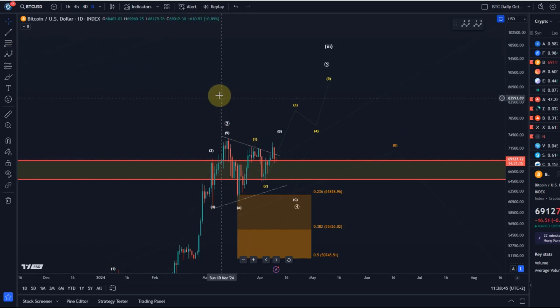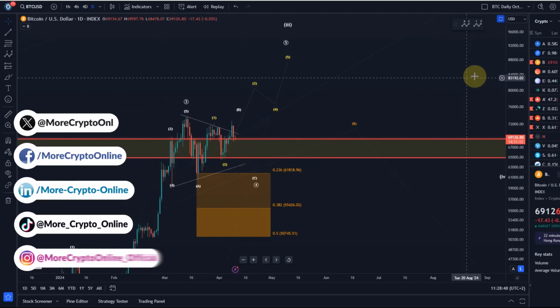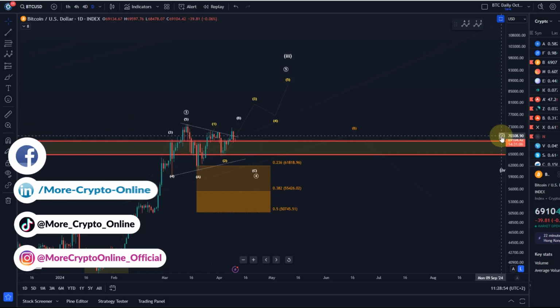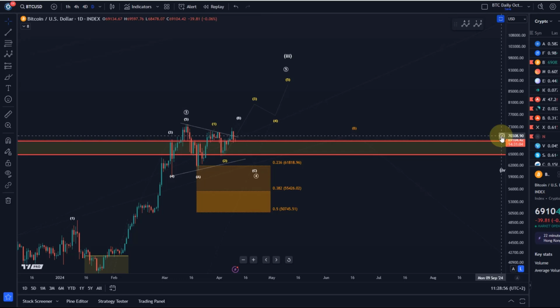We start on the daily time frame. We see that overall the expectations haven't changed. We're still holding above support. We are still in a bullish market. What you see there as an orange box is the nearest support on the daily chart I can offer. It's the support range between 50,745 and 61,818.